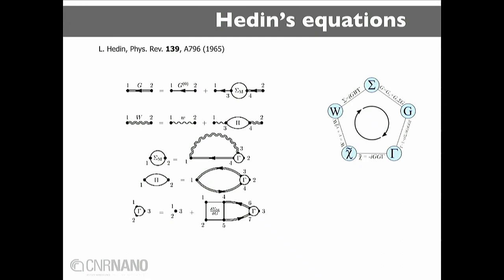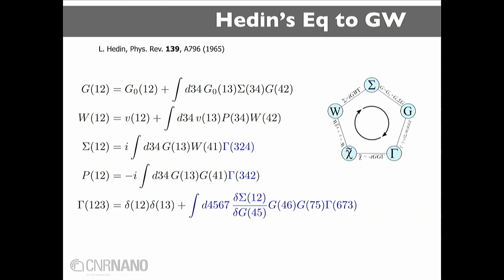That's to say, Hedin's equations can be cast in the form of Feynman diagrams, and I think that, these equations being this complicated, diagrams are very useful just to describe and to look at the topology of the equations. So which Green's function vertex is connected to which other bare or screened interaction and so on.